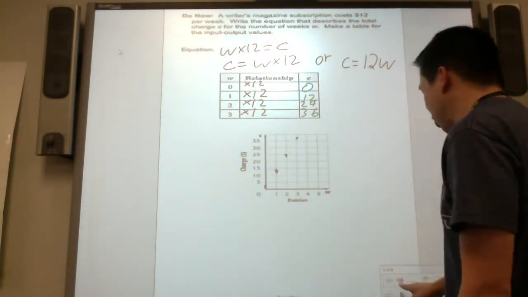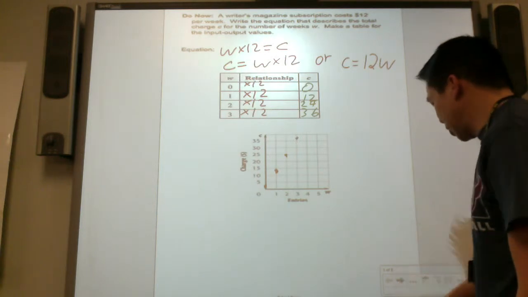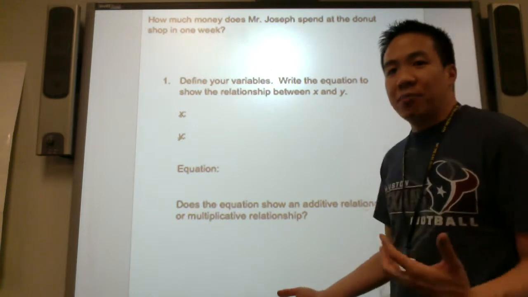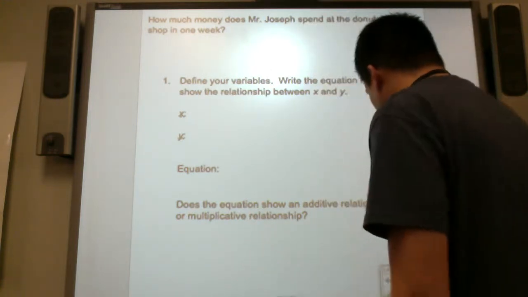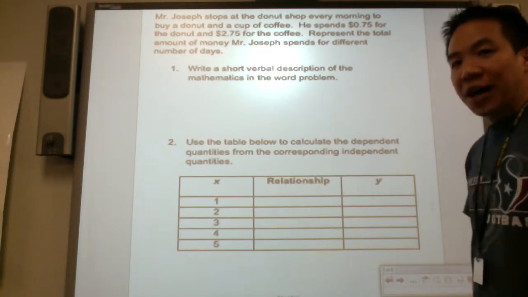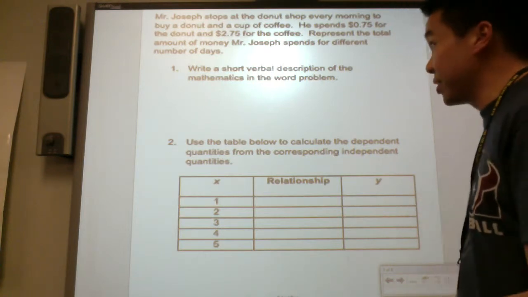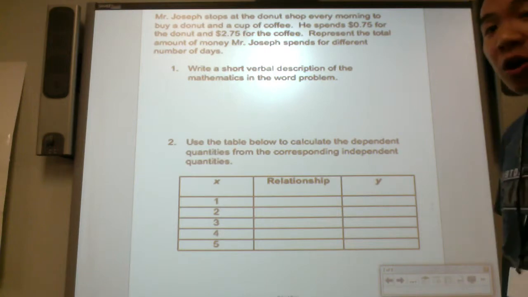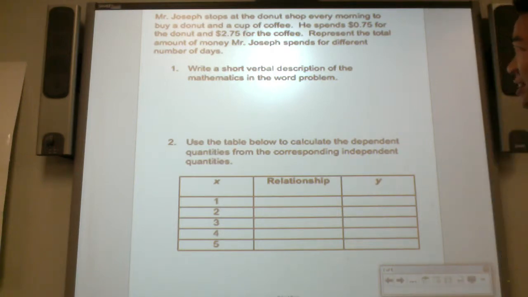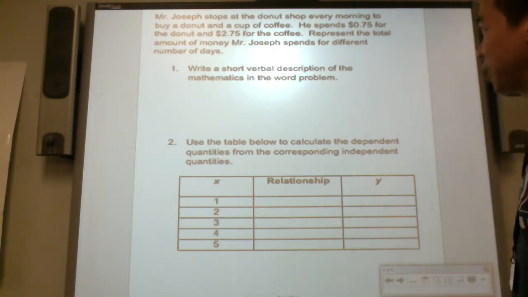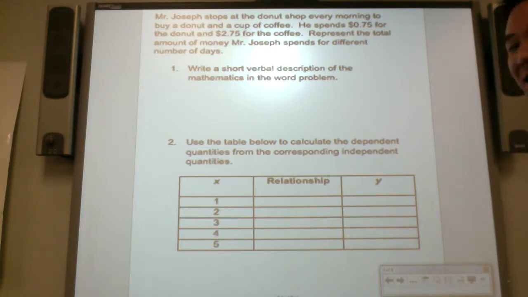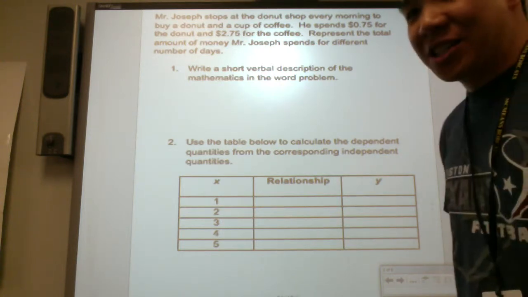So that's our Do Now. Let's get to what we're going to do today. In multiple representation, we're going to continue our lesson on graphs, with tables and with equations. Mr. Joseph stops at a donut shop every morning to buy a donut and a cup of coffee. He spends 75 cents for a donut and $2.75 for the coffee. Represent the total amount Mr. Joseph spends for different numbers of days. Write a short verbal description of the mathematics in a word problem.